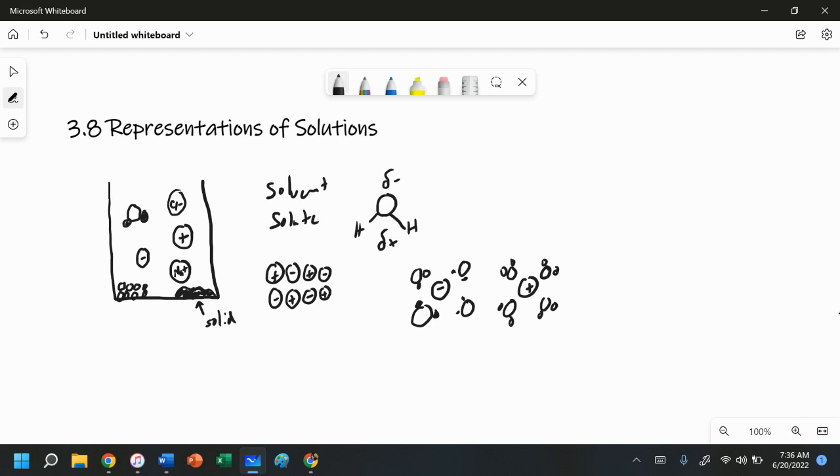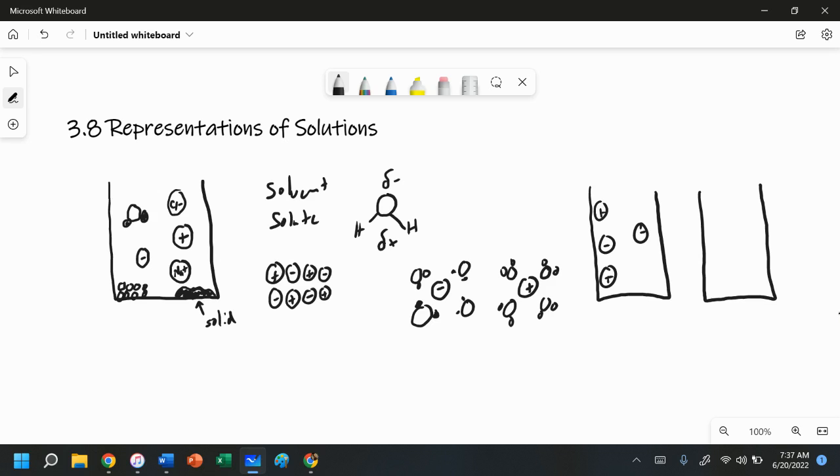The other thing to think about when you're talking about ions in solution, or any particles in solution, is how many are there relative to another solution. So if we had two solutions, and one had ions drawn like this, and one had ions drawn like this, remember, in a solution with ions in it, the charges have to balance out. Which one of these solutions would you say is more concentrated?